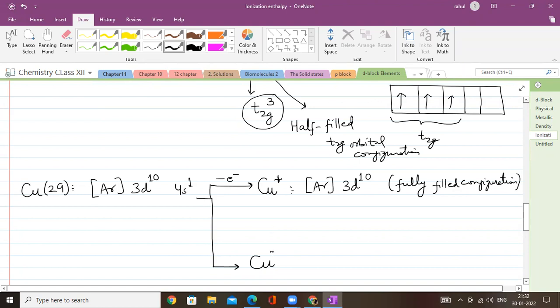It will be converted into +2 oxidation state, and that is argon 3d9.